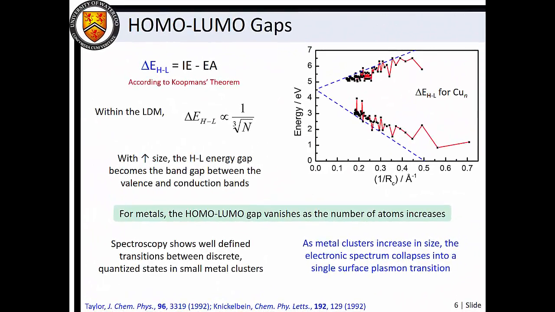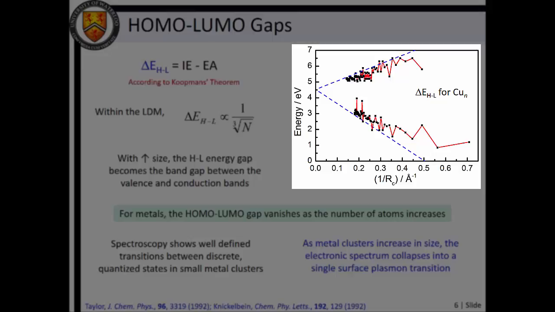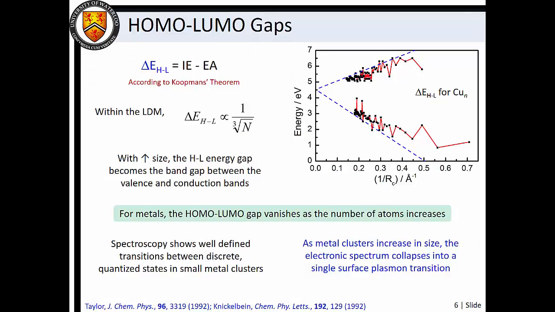In plotting ionization energy and electron affinity simultaneously as a function of cluster size, we gain some insight as to the evolution of the HOMO-LUMO gap. As cluster size increases, we can reinterpret the HOMO-LUMO gap as the band gap between the valence and conduction bands of the metal nanoparticle. This band gap narrows as particle size increases to the point where the valence and conduction bands overlap and the particle becomes a bulk conductor.